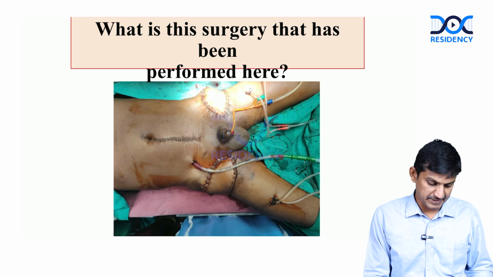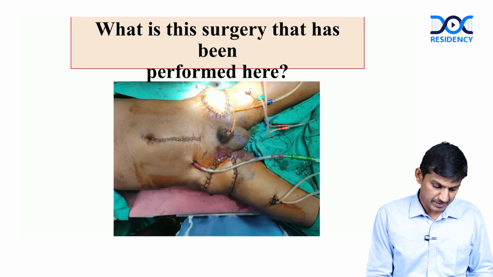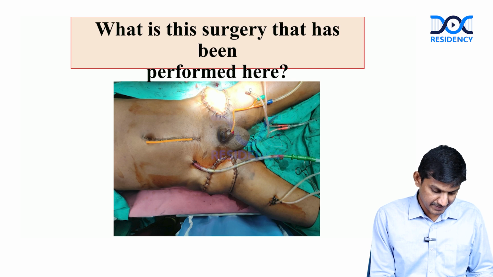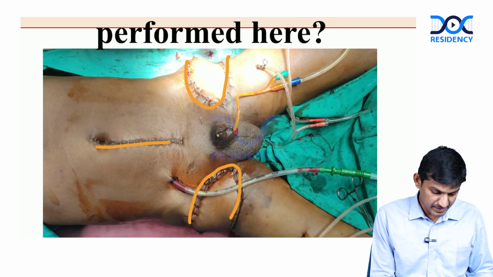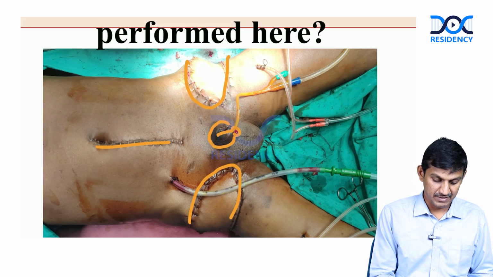Now identify this picture. This is an intraoperative picture which has been taken. You see a man. There is a lower midline scar, and there is something being done on either side of the inguinal region. And if you closely notice, there is a small surgery being done on the penis also. So what could be the procedure being done? It's a simple procedure. A lot of clues in it.